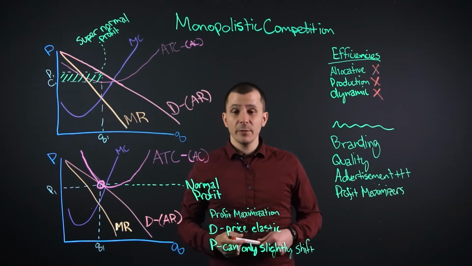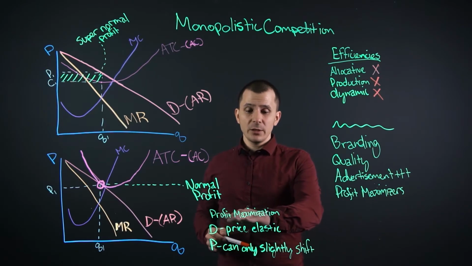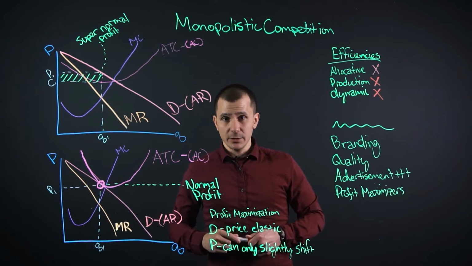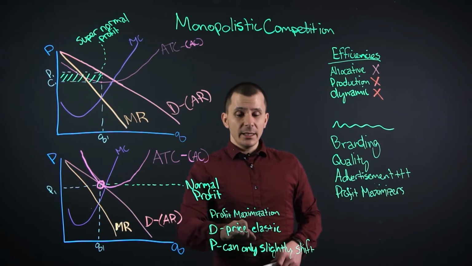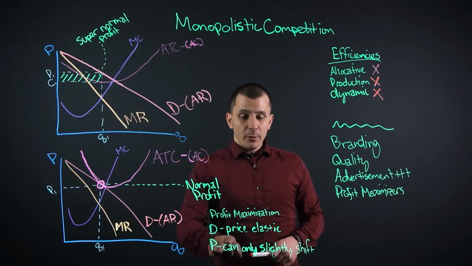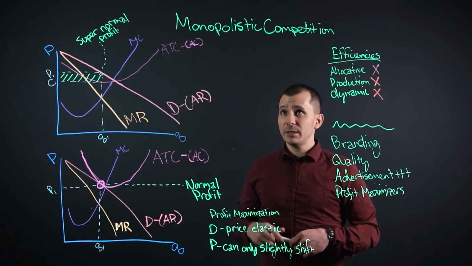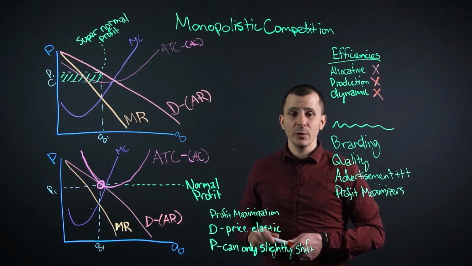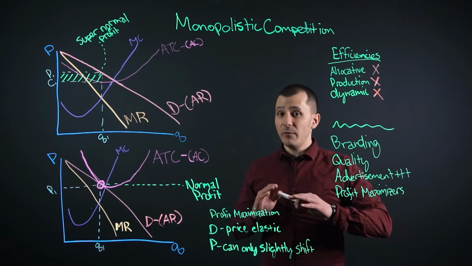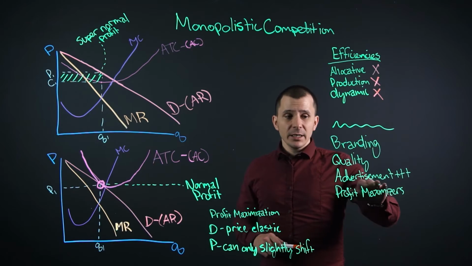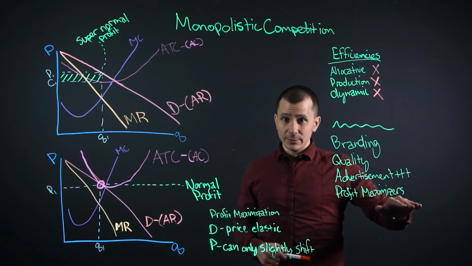Now, a few other key information points about this is that a monopolistic competition is always going to pursue profit maximization constantly. That is one of the driving points here. Demand is going to be price elastic, and our price can only slightly shift. Some of the biggest costs when it comes into a monopolistic competition is that you are going to find companies are going to seek quality and branding very, very much so. Advertisement is going to be a huge cost for these organizations.